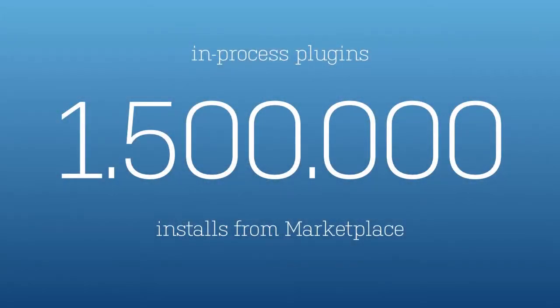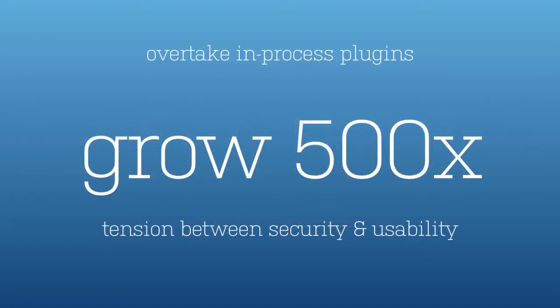However, this number is a lot bigger. This is the same statistic for in-process plugins. So these are the old P2 plugins. That's the old world. Connect is the new world. We want to grow more than 500 times in order to make Connect installations overtake in-process plugins and then just keep going on into the future. So 500 times and then more.